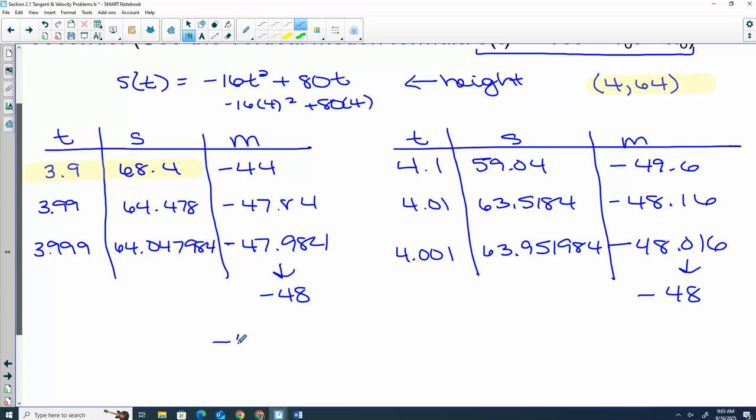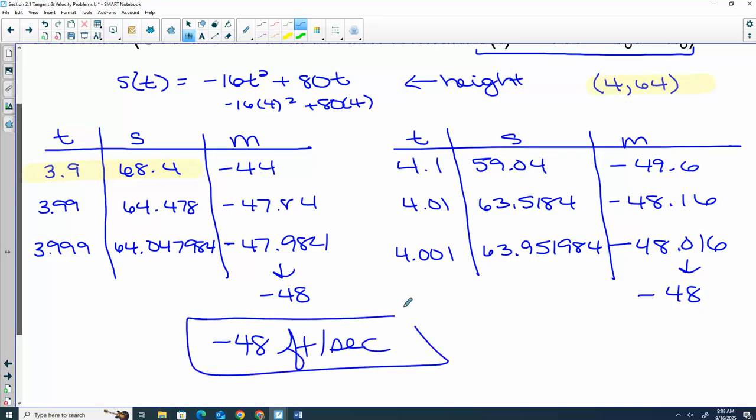It's going backwards. It's going down. Velocity is speed with direction. Okay, so a negative tells us it's going down, a positive tells us it's going up. Our units, that is feet per second, it's like a slope. So it's falling 48 feet per second after 4 seconds at that one particular point in time.